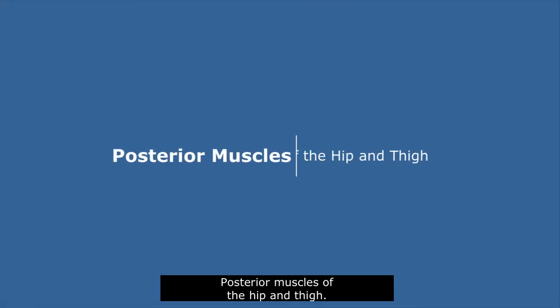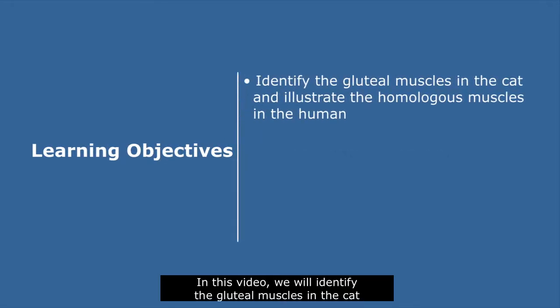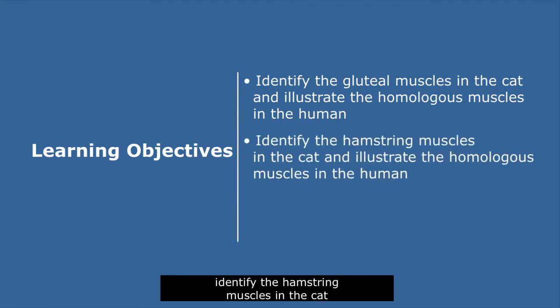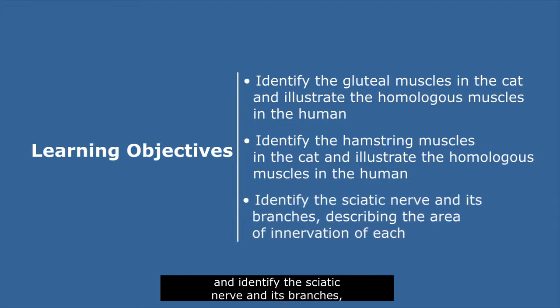Posterior muscles of the hip and thigh. In this video, we will identify the gluteal muscles in the cat and illustrate the homologous muscles in the human. Identify the hamstring muscles in the cat and illustrate the homologous muscles in the human. And identify the sciatic nerve and its branches, describing the area of innervation of each.